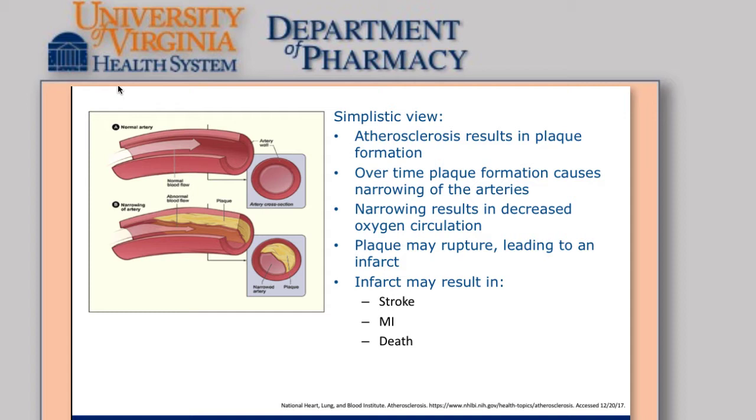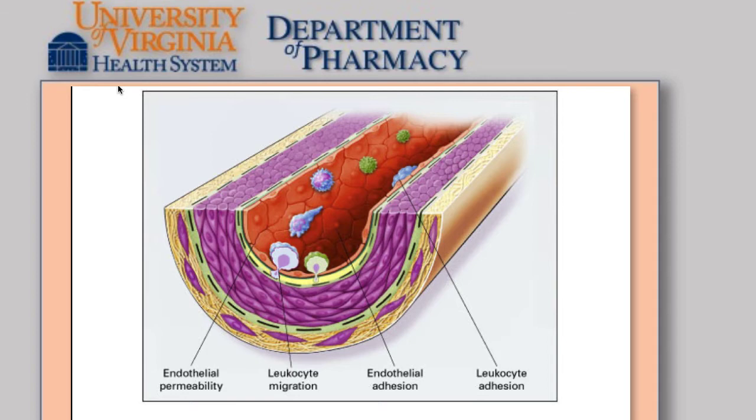So a simplistic view of why atherosclerosis occurs is that it results in plaque formation. Over time, the plaque formation causes narrowing of the arteries, and narrowing results in decreased oxygen circulation. The plaque may go on to rupture, leading to an infarct, and that infarct can result in stroke, heart attack, or death. But again, that's a very simple way of describing it. Things are a little bit more complex.